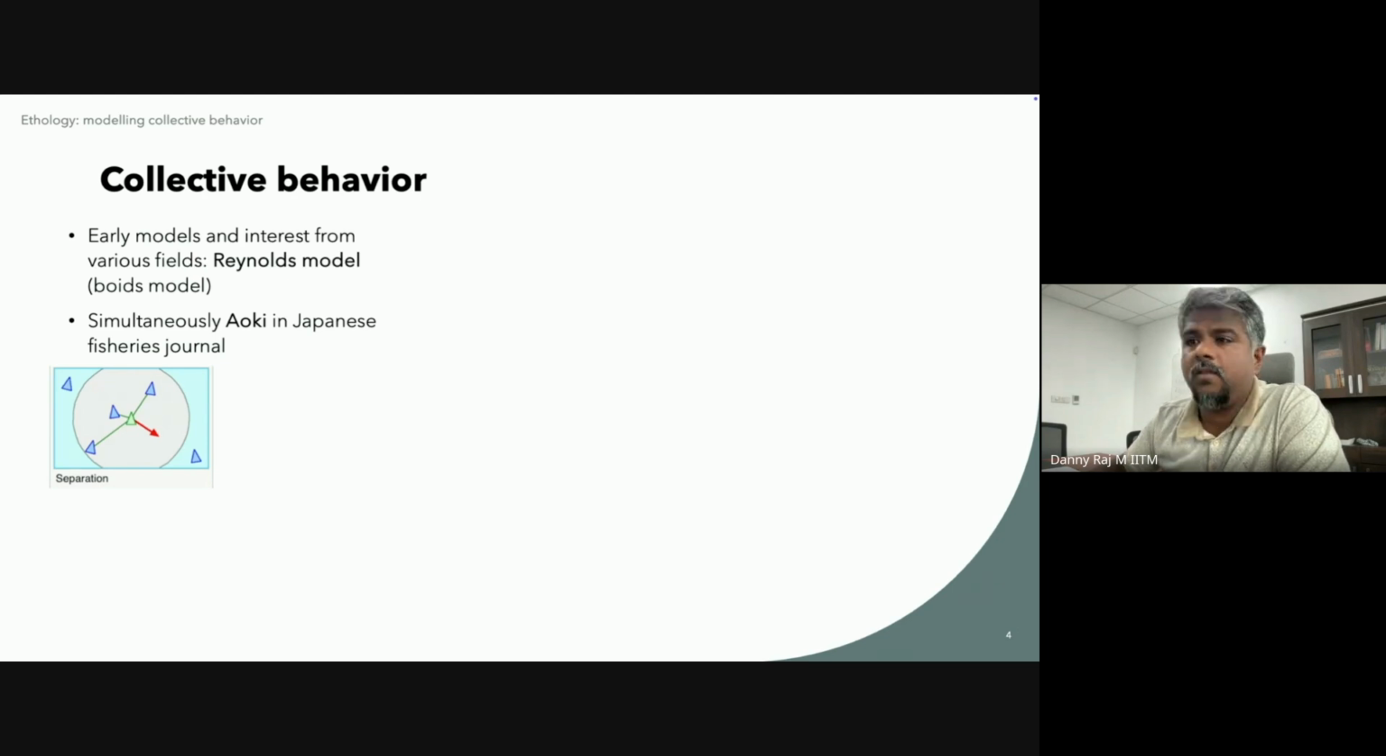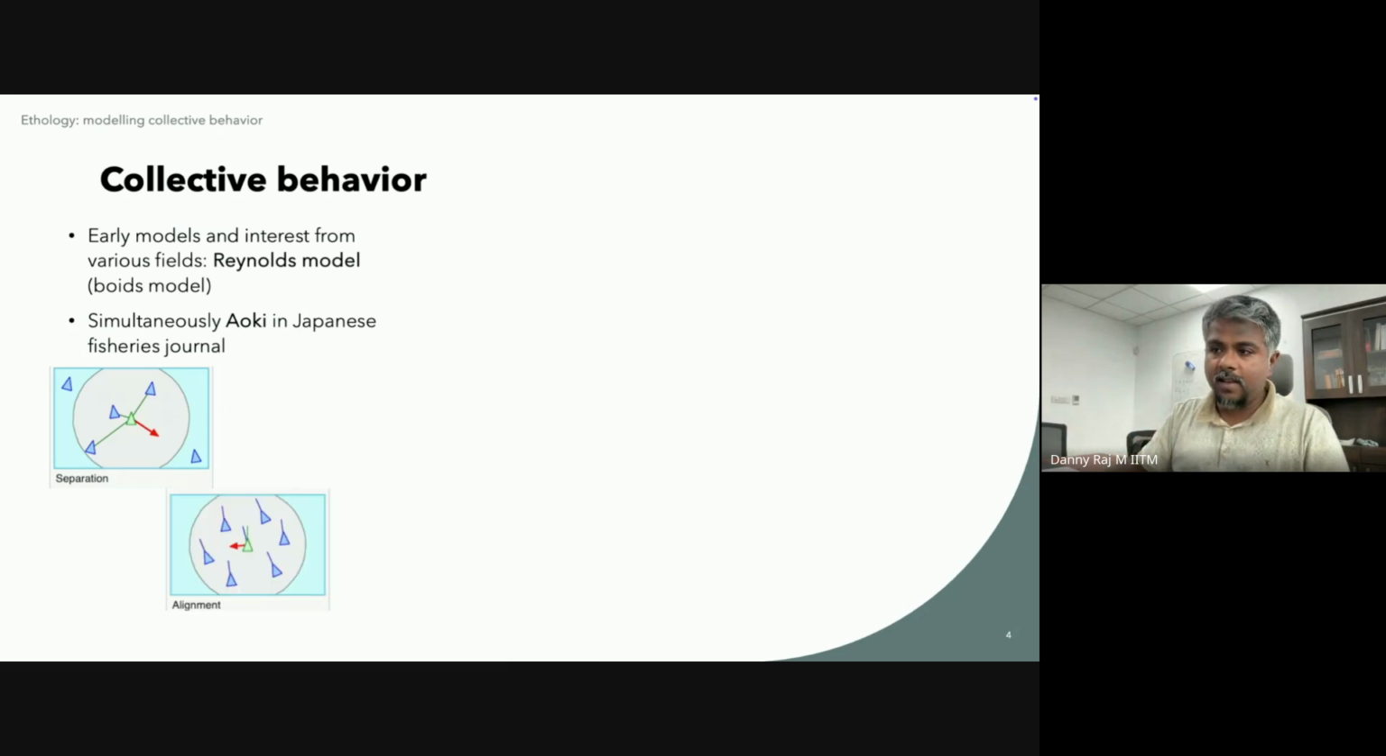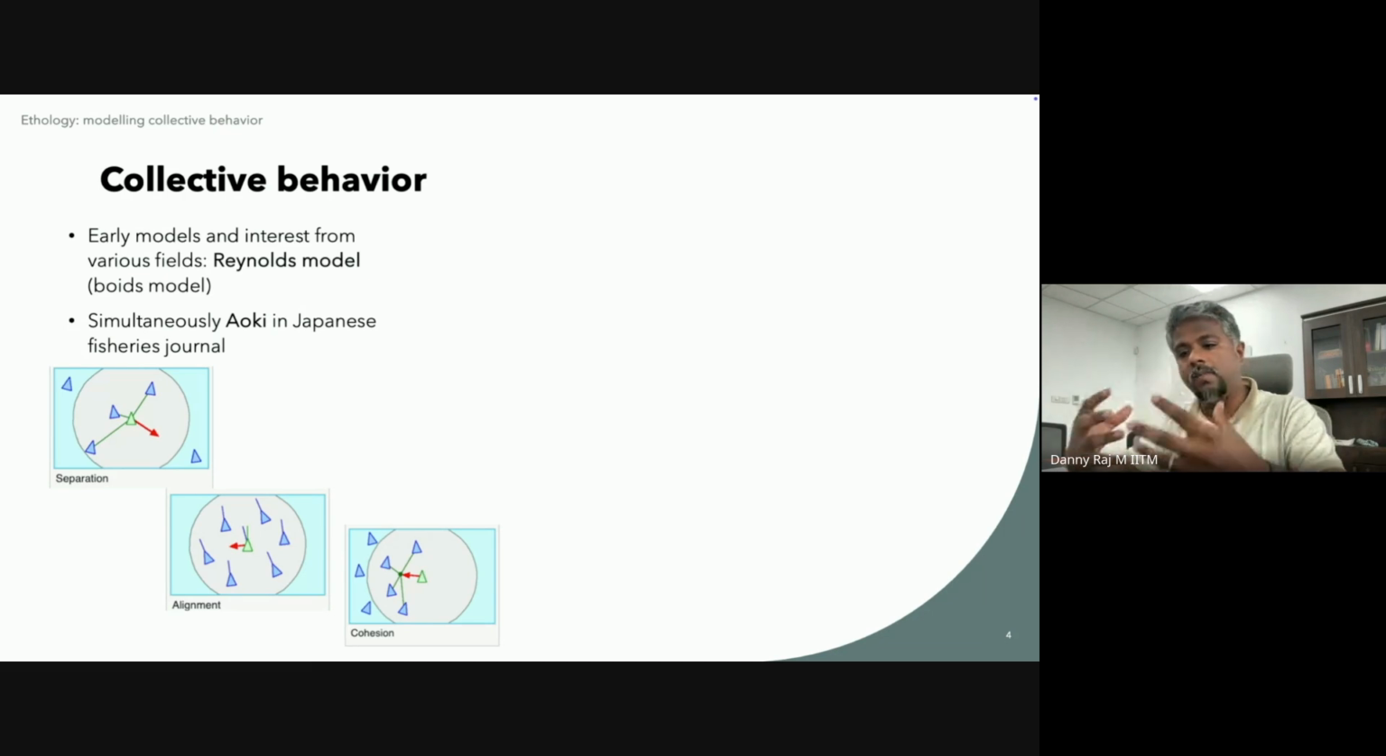But the model is very simple. Every agent wants to stay away from other agents that are very close by, so there's a sort of a repulsion. It tries to align with its neighbors. It wants to go to the same place, and it wants to stay together as well. So these three things, when you code them together, you start to simulate behavior that looks like flocking behavior.